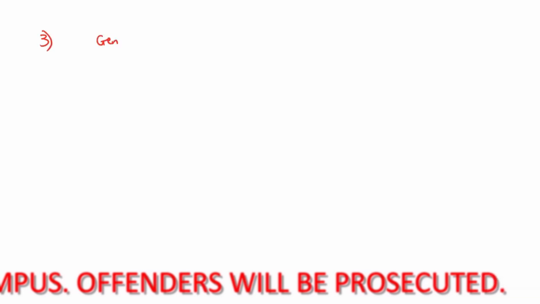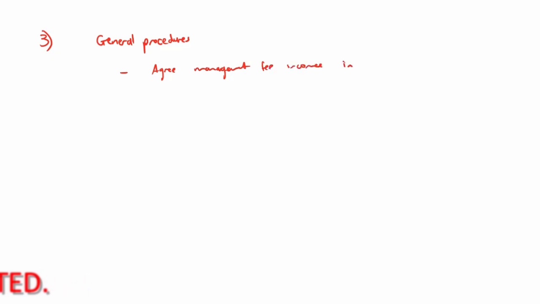I'm doing question 3, and I'm going to start with general procedures and get these marks straight away because these are easy marks. So I'm going to agree the management fee income in the general ledger to the trial balance and the financial statements.